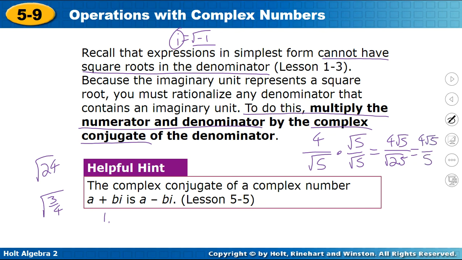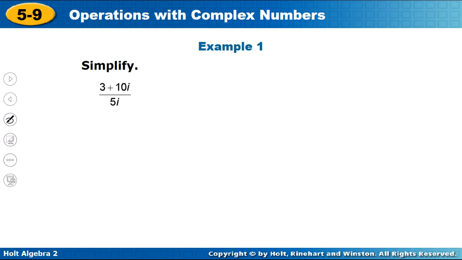So we're going to approach these problems in a very similar way. But this is what we're going to multiply by: the complex conjugate of the denominator. Alright, so let's take a look at some of these problems. Our first one, 3 plus 10i over 5i. So again, the issue is we have to simplify the fact that there's i in the denominator. We don't want i in the denominator.